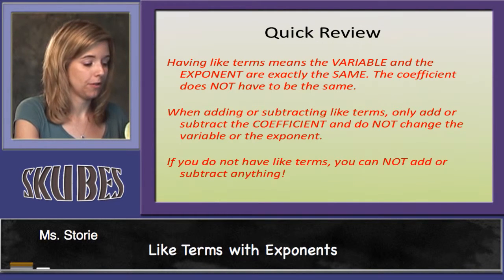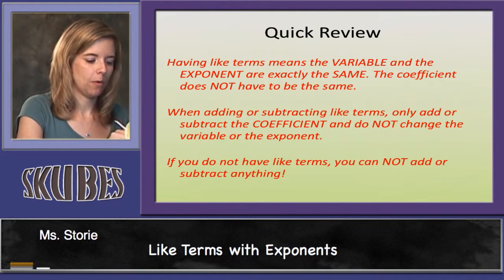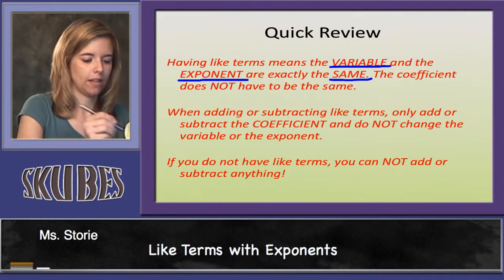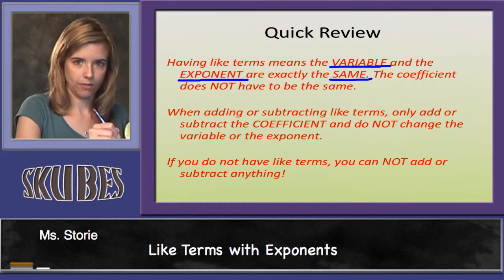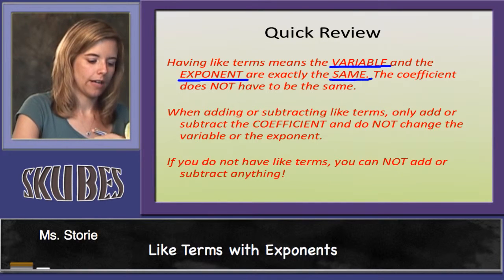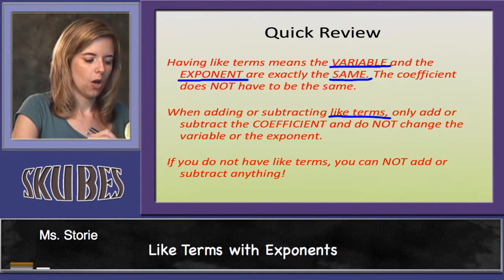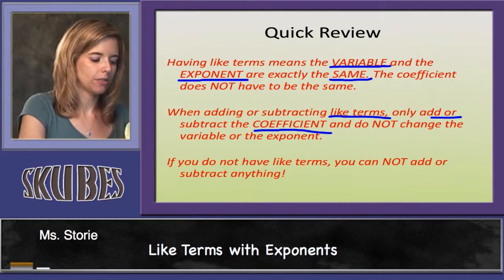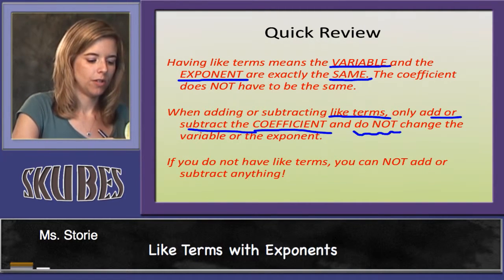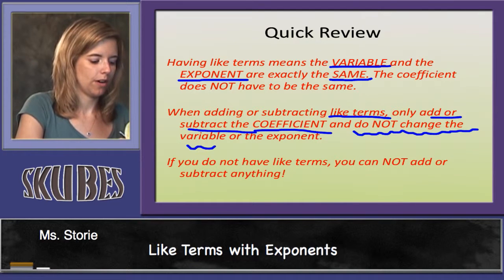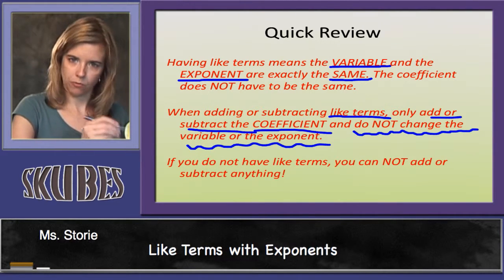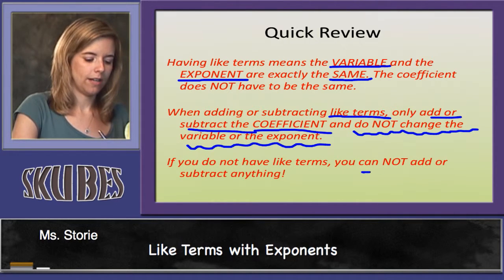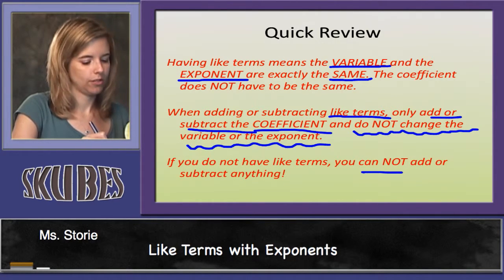Now for a quick review, having like terms means that both the variable and the exponent are exactly the same. The coefficient does not have to be the same. When you are adding or subtracting like terms, only add or subtract the coefficient. We are only looking at adding or subtracting the coefficient. Do not change the variable or the exponent. Remember how we kept rewriting the same thing? If you do not have like terms, you cannot add or subtract anything. You just leave it alone.